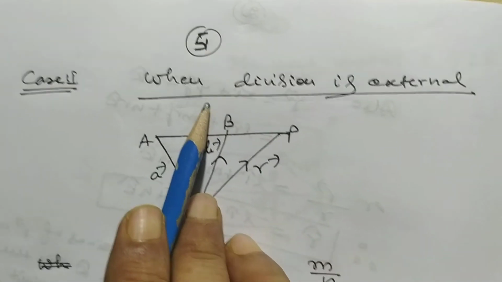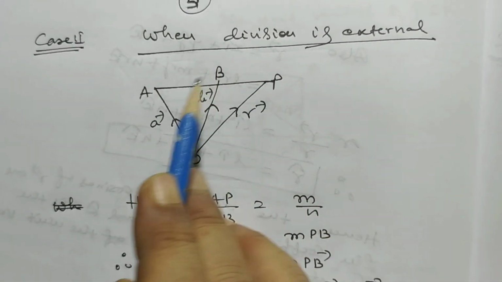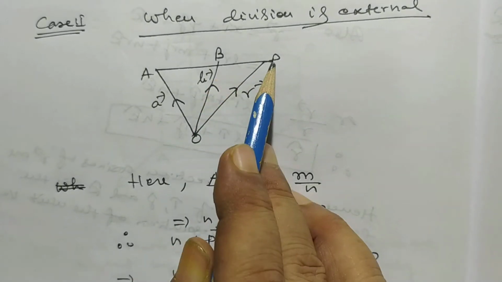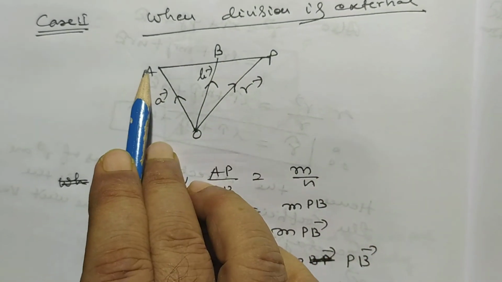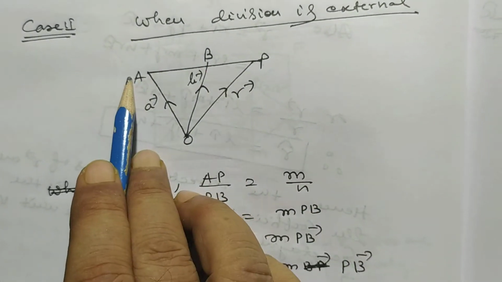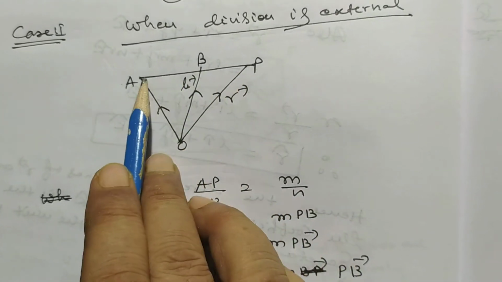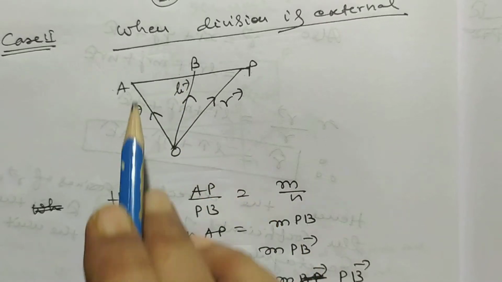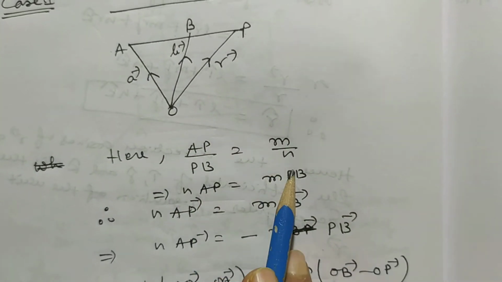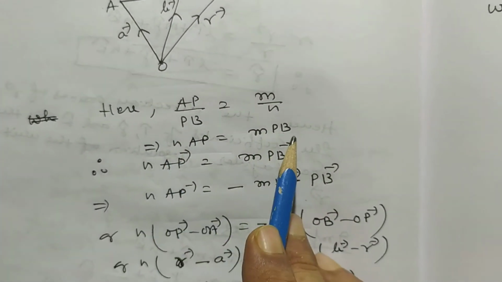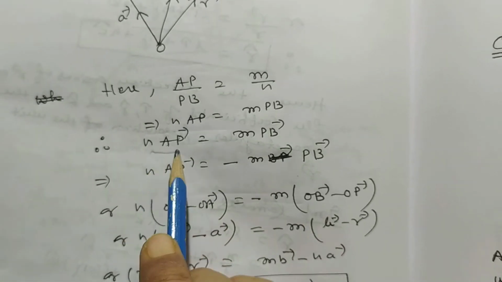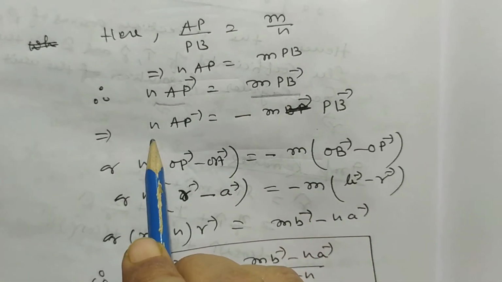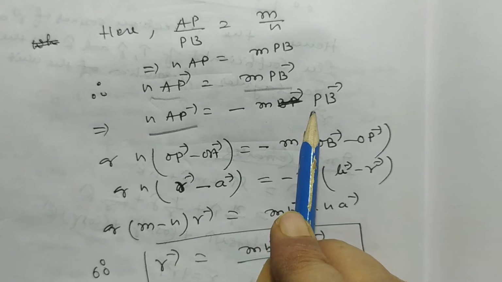Now, this is case second. When division is external, here AB is a line segment and P is a point which divides this line segment externally in the ratio m is to n. So here AP by PB is equal to m by n. n AP is equal to m PB. n vector AP is equal to m vector PB. n into AP is equal to minus m vector PB.